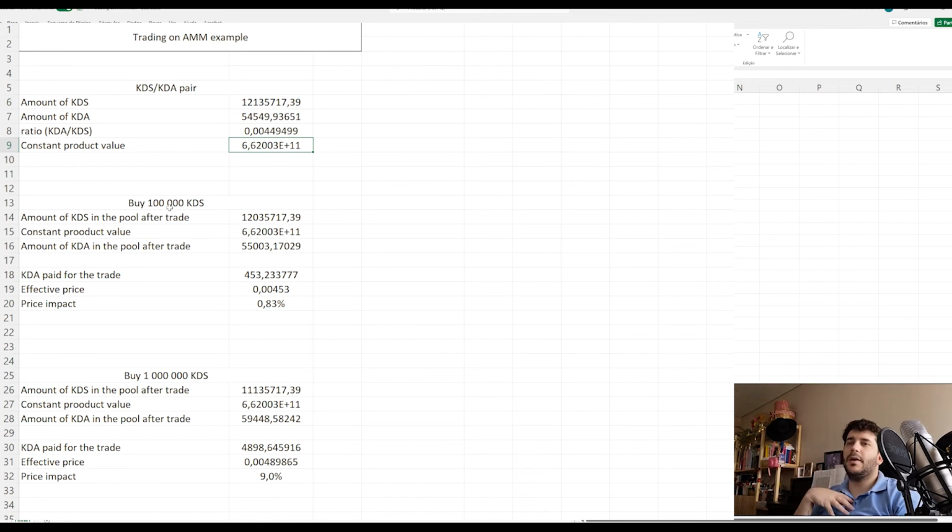So let's say I will buy 100,000 KDS, okay? So after the trade, the pool has 100,000 less KDS.